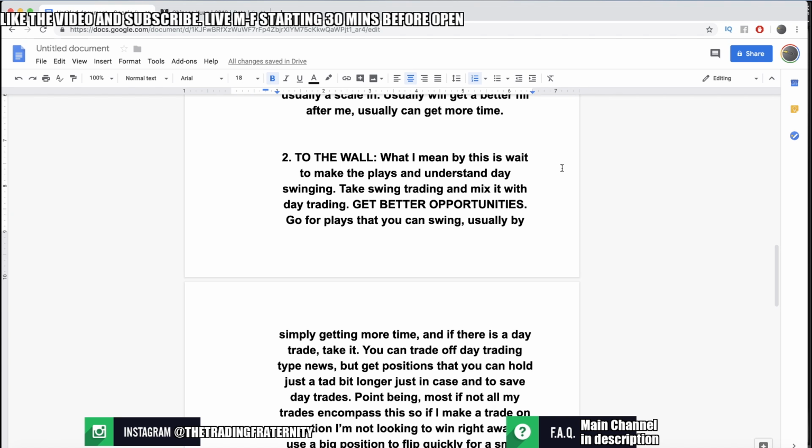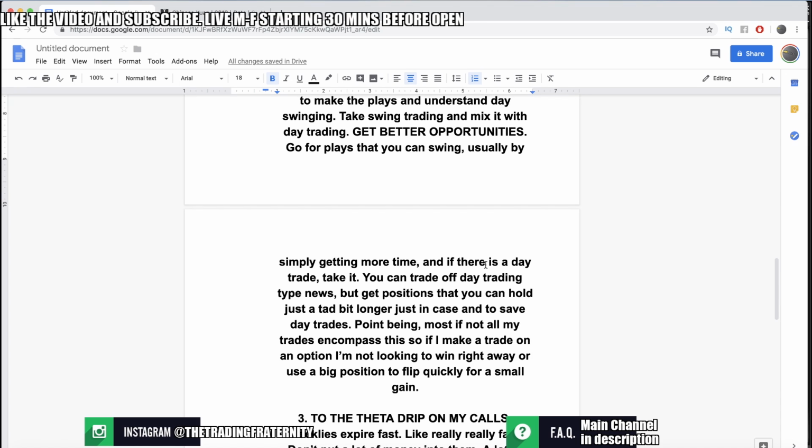And then here's the best part. If there's a day trading opportunity, you take it. So the idea is day trading news comes across the stream, this and that. You get in, get yourself more time so you're not confined to trying to get the biggest amount. You can trade off of day trading type news, but get positions that you could hold just a tad bit longer, just in case, and save your day trades for the people worrying about the PDT. Point being, most, if not all, of my trades do this. When I'm trying to make a trade on an option, I'm looking to win. I'm not looking to win right away, or trying to use a big position to flip it quickly for a small gain. And that's what I'm telling you guys here too.